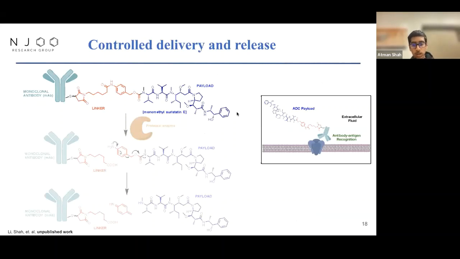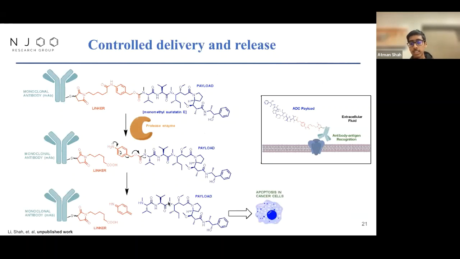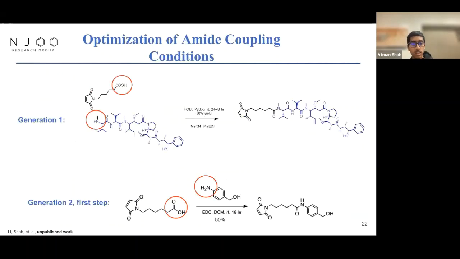So initially the linker will enter your cell through endocytosis, in which case it will enter a protease. The protease will attack this amide bond and go through what's called a 2,6-methide elimination, which releases this phenyl ring and releases the payload intact. And this finally causes apoptosis or cell death.